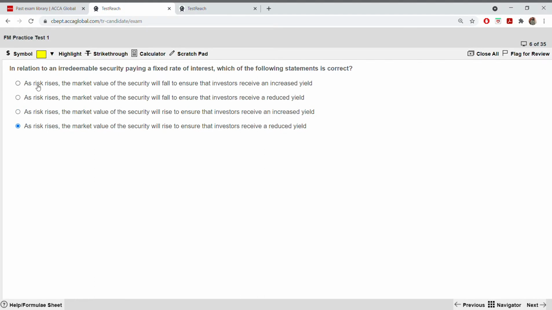So, as the risk rises, the market value of the security will fall to ensure that investors receive an increased yield. This looks correct. As risk rises, market value of security will fall, up to this much is correct, but investors receive a reduced yield? No, because if risk rises, even your yield has to increase. Risk rises, market value of security will rise? Market value of security will not rise if risk rises. So definitely it's the first one.